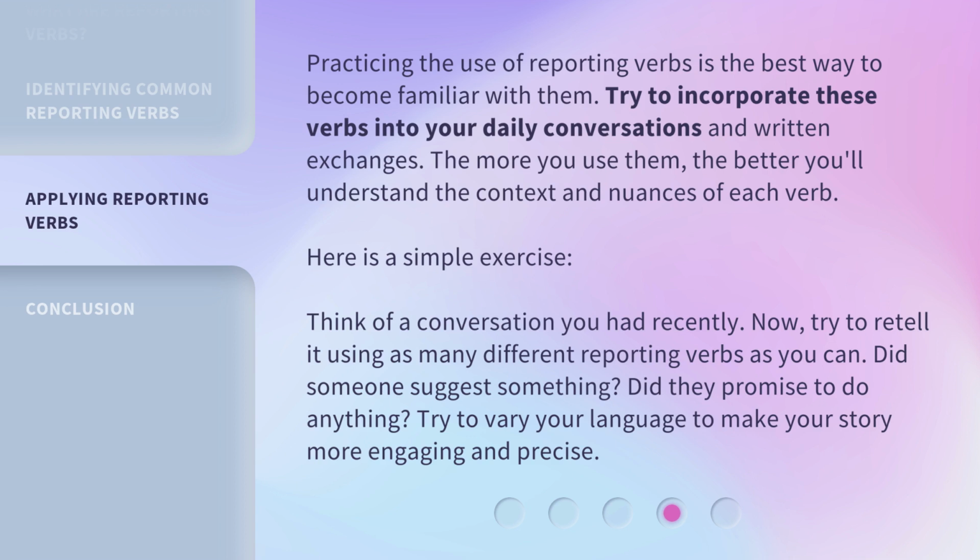Here is a simple exercise. Think of a conversation you had recently. Now, try to retell it using as many different reporting verbs as you can. Did someone suggest something? Did they promise to do anything? Try to vary your language to make your story more engaging and precise.